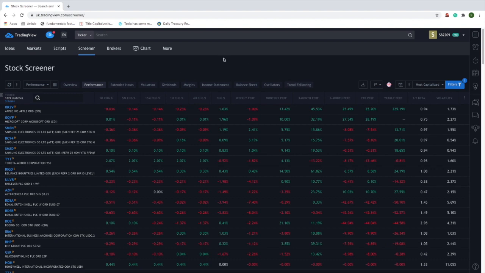You can view Forex pairs, bonds, commodities, any other asset class. You can also get access to real-time alerts for global markets. But honestly, TradingView is a great platform. I can't recommend it highly enough. It's something that I use daily. And if you are looking for a stock screener, I would definitely recommend TradingView.